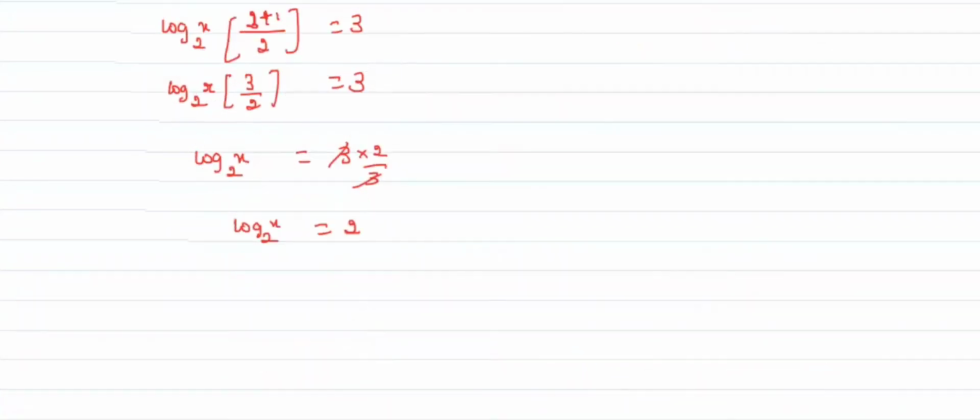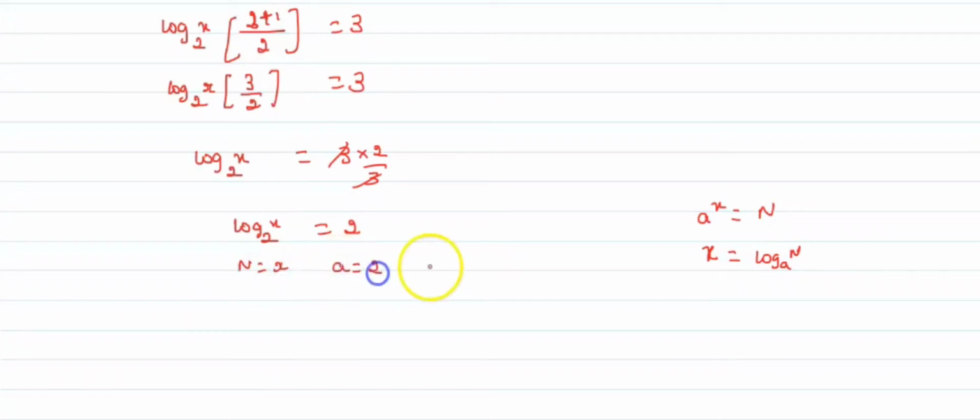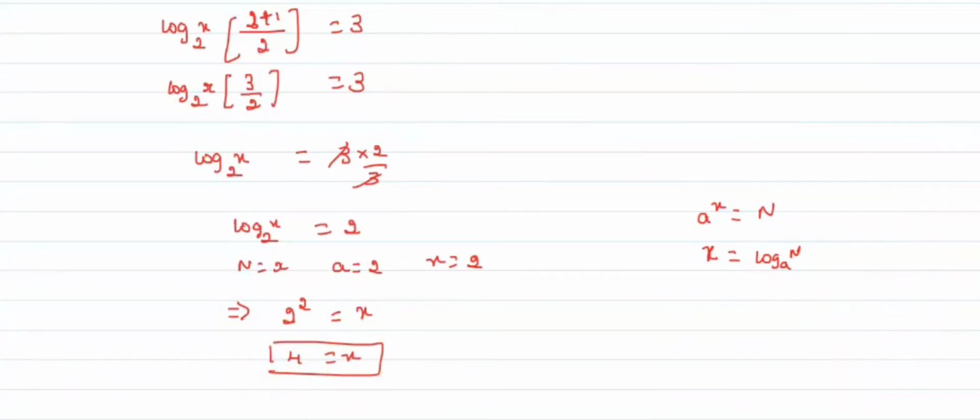You need to get the value of x. As we have already mentioned, whenever it is in logarithm, write it in the form of exponential: a power x is equal to n, then x equals log n to the base a. From here, a is 2 and the value is also 2, so in exponential form, 2 power 2 will be equal to x. So 4 will be equal to x. The x value will be equal to 4. Hope you understood. We'll move on with the next question.